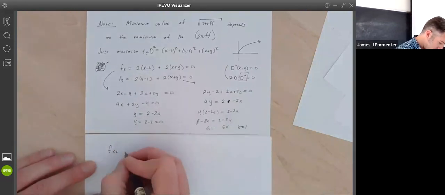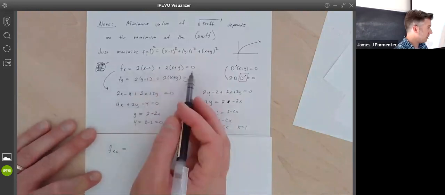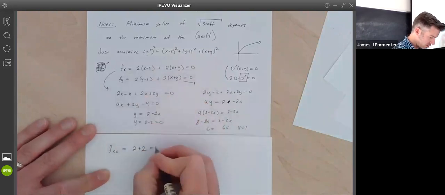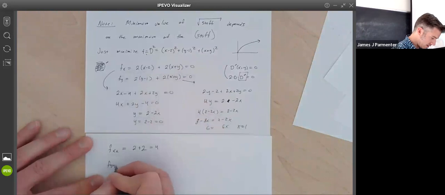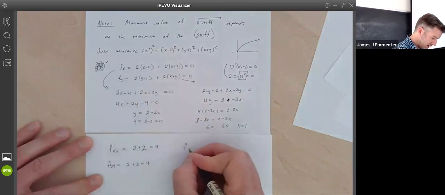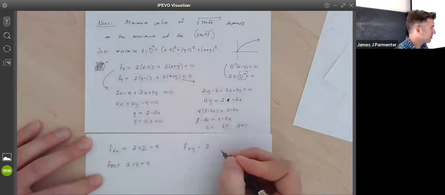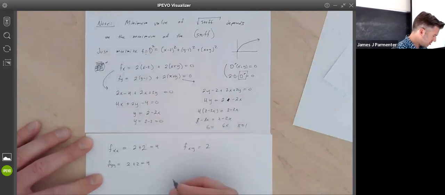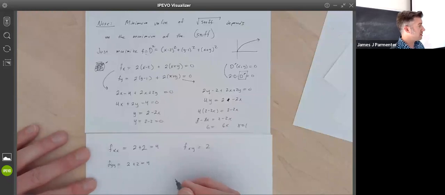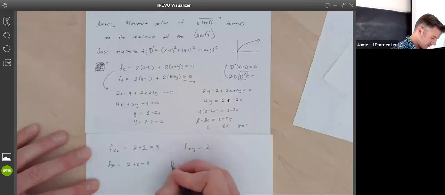So let's see, our second partial with respect to x here is going to be, I should have multiplied this out, 2 plus 2, which is 4. Our second partial with respect to y is going to be 2 plus 2, which is 4. And our fxy is going to be 2. So then, oh no, we're good. I was worried for a second. I was looking at this thinking we were going to get 0 for D, which is going to be a problem, but we're not. We're going to get 12.